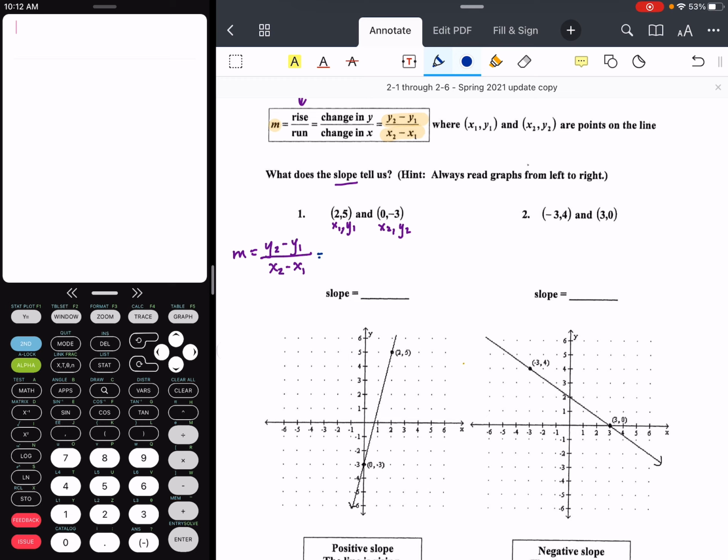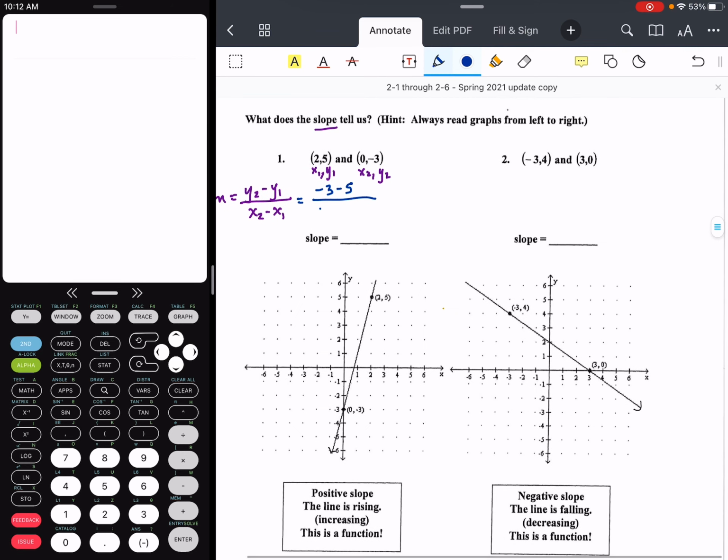All right, so plugging these values into our formula, I've got -3 minus 5, y sub 2 minus y sub 1, over 0 minus 2. Sorry about that. Over 0 minus 2. And this gives me -8 divided by -2. A negative divided by a negative gives me 4. So my slope is 4. My slope is positive 4.